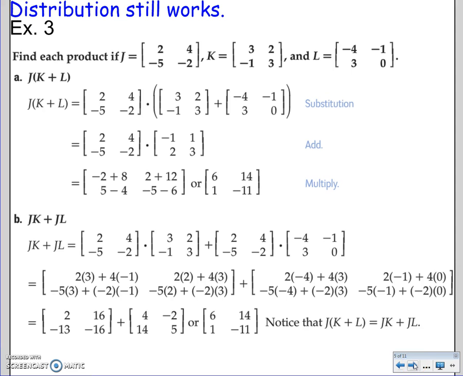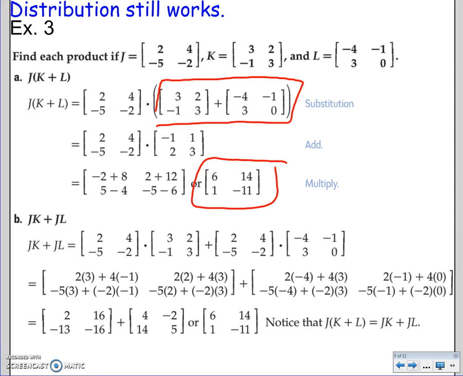Alright. Does distribution work? I'm just showing you right here. J times K plus L. They first fix K plus L, add like normal, then they multiply it, you can see them do all the work, and they end up with this answer. Then they tried distributing, so they actually did JK and then JL. Well, multiplication is a lot of work, so they did all the work steps, and they ended with this answer. Notice they're exactly the same, 6, 14, 1, negative 11. So distribution still works, that's never going to go away.